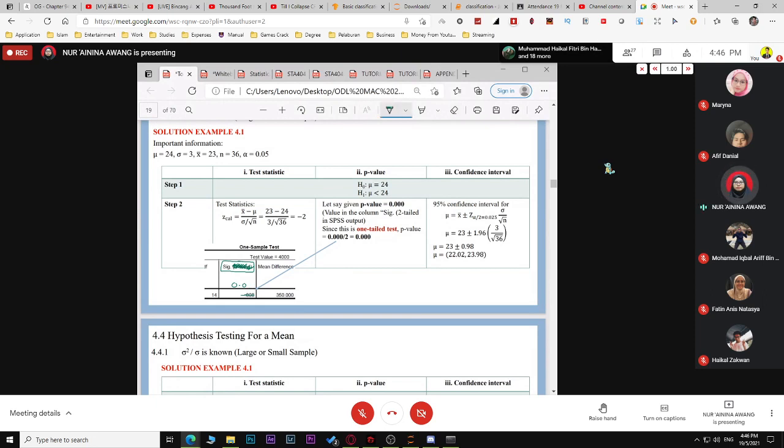For example like this. Okay. So we know now this is our H null, this is our H1. Okay. So our H1 now, the case is less than. So we know that this is the p-value for one tail. So when you write your p-value, you just take 0.05.